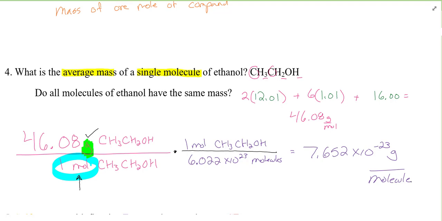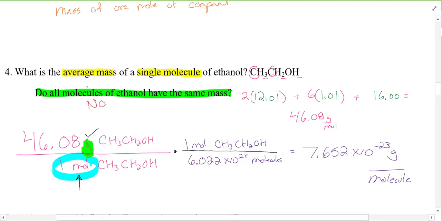Now, the next question asks, do all molecules of ethanol have the same mass? Well, the answer is going to be no. I mean, think about it. We found the average, right? So that doesn't mean everything's average. And why not? One word: isotopes. With different isotopes, they have slightly different masses. So the answer is no.